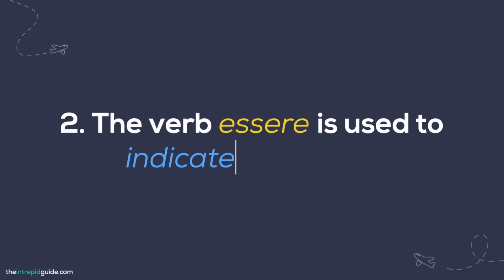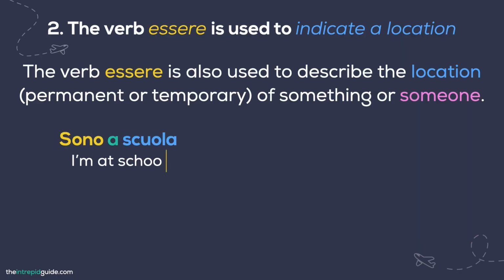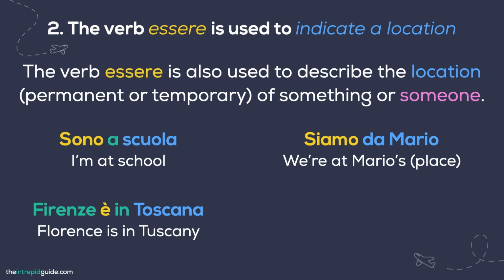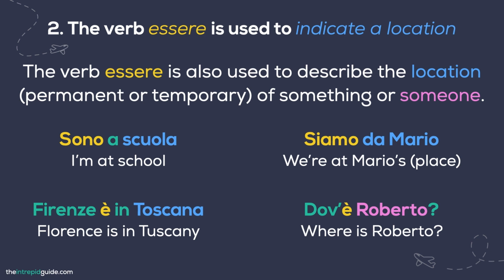The verb essere is used to indicate a location. The verb essere is also used to describe the location, permanent or temporary, of something or someone. For example, Sono a scuola. I'm at school. Siamo da Mario. We're at Mario's. Firenze è in Toscana. Florence is in Tuscany. Dov'è Roberto? Where is Roberto? Notice how in these cases, essere is often accompanied by a preposition of place, such as in, a, da, and so on.